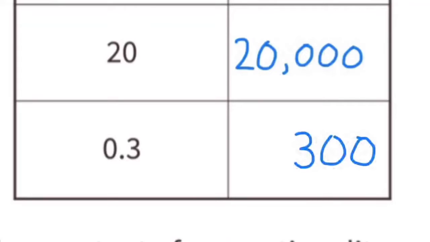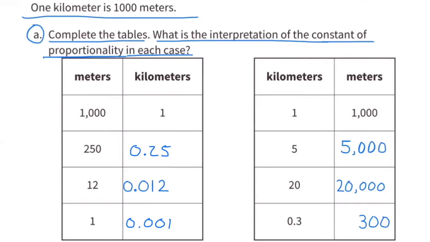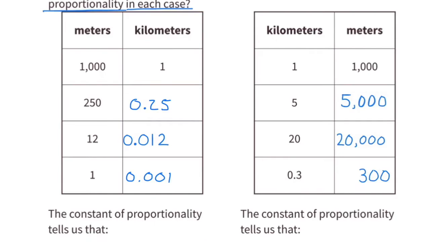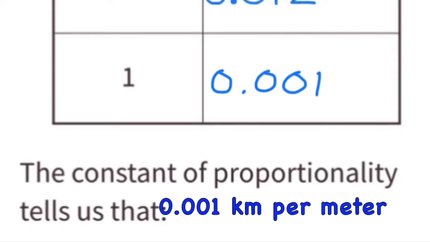3/10 of a kilometer would equal how many meters? Well, 3/10 times 1,000 is 300. So for every 3/10 of a kilometer, you would have 300 meters. The constant of proportionality tells us that for the left table, the constant of proportionality is 1,000ths of a kilometer per meter.